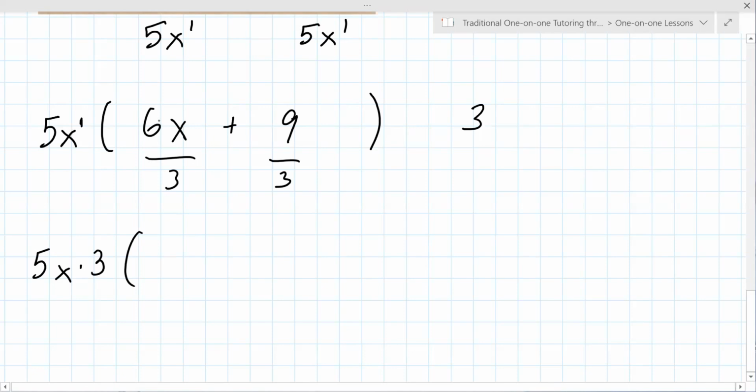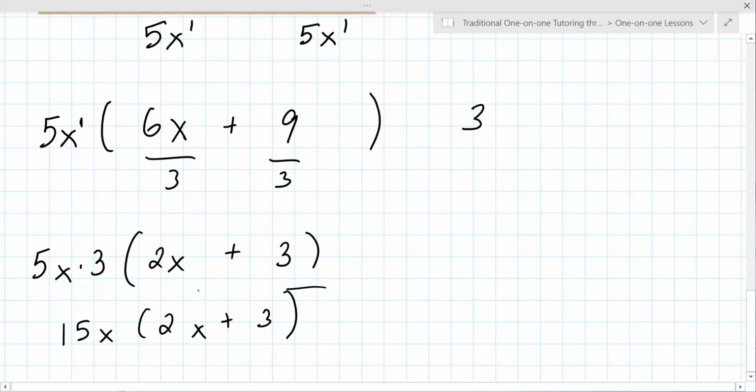Sure. So 6x divided by 3. Let me know when you got that. What is 6x divided by 3? 2x. What is 9 divided by 3? 3. Great. And then 5x times 3 on the left becomes 15x, and you've done it. So this is your final answer.